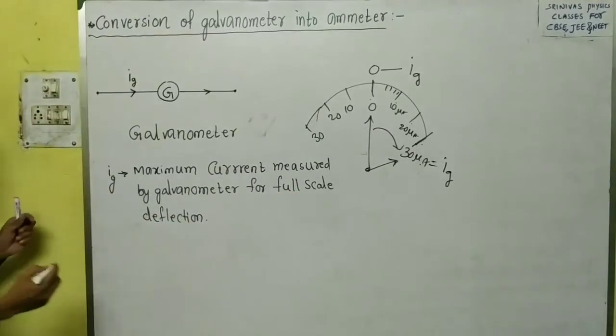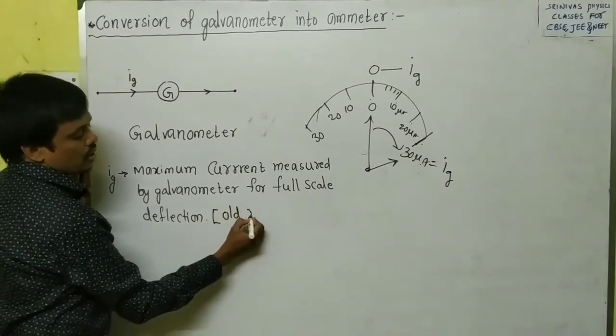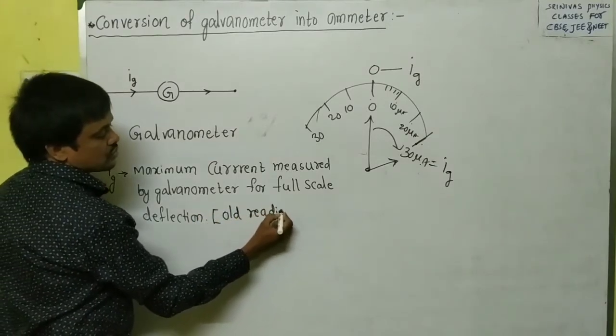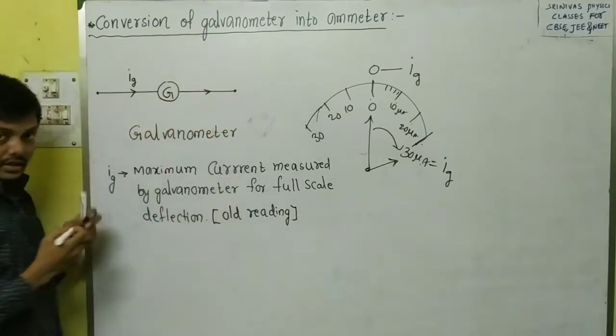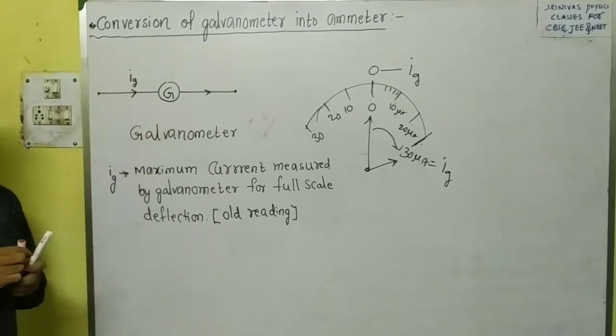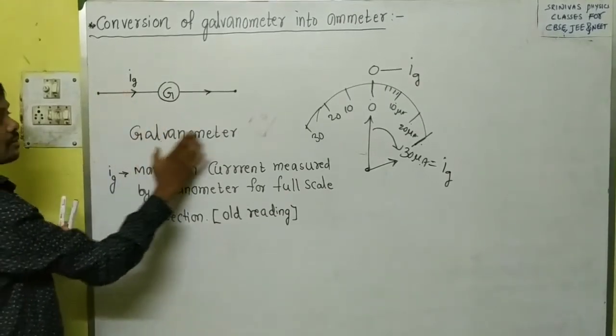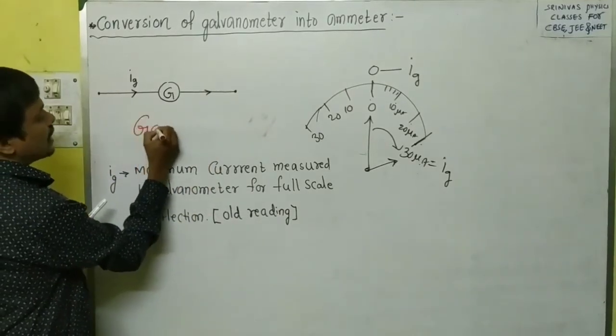We can also take this as the old reading. Why is it the old reading? Before converting this galvanometer into an ammeter, the reading shown by this galvanometer is Ig. The maximum reading shown by this galvanometer is Ig. That's why we can take it as the old reading.